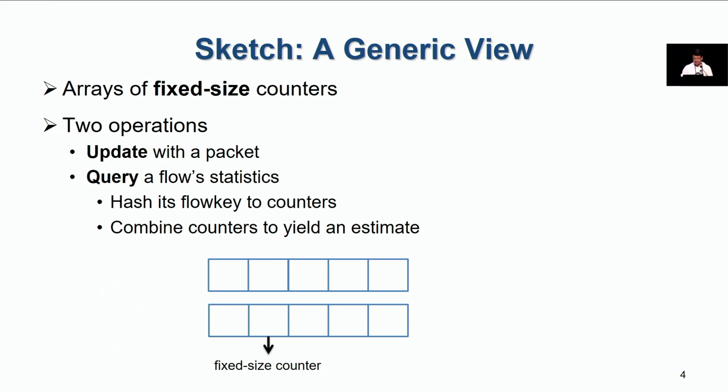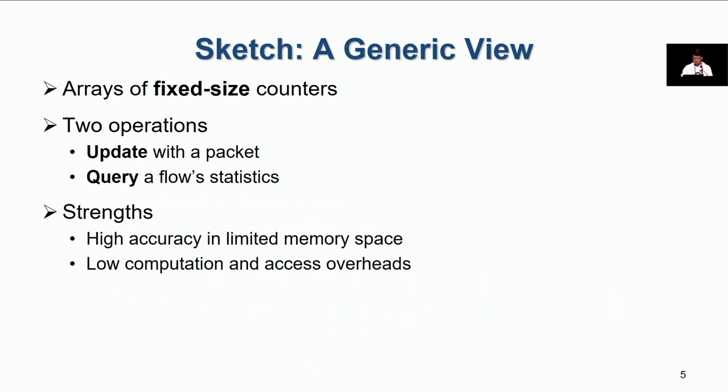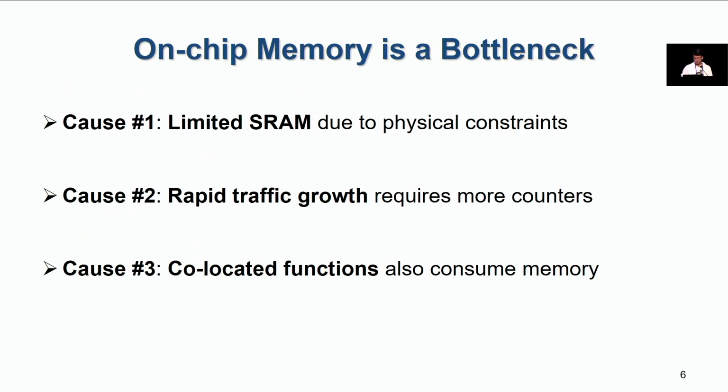The second operation is querying a flow statistic. It hashes the flow key to multiple counters and combines their values to yield an estimate. The strengths of the sketch are twofold. First, it achieves high accuracy in limited memory space. Second, it incurs low computation and access overheads.